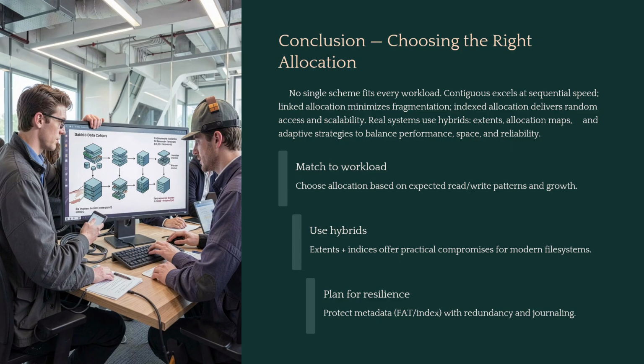In practice, today's file systems use hybrid techniques such as extents, allocation maps, and journaling to improve performance and reliability. So the best allocation method always depends on the type of workload, storage requirements, and expected file growth.